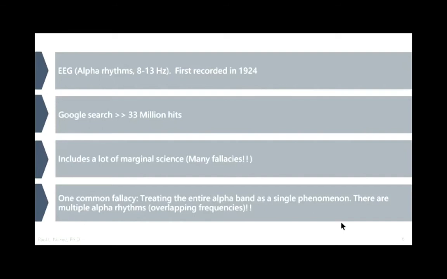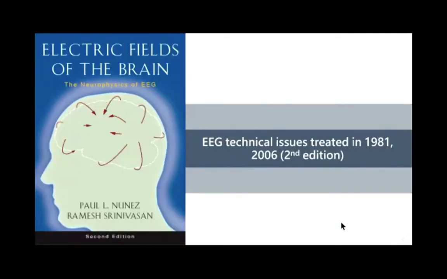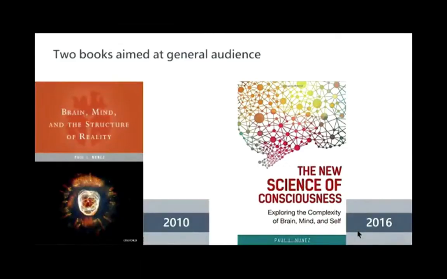These different phenomena are distinguished by different reactivity to mental tasks, different generation scales. In other words, some are generated locally and some are generated more globally. Technical issues supporting these ideas were first published in this book in 1981, and then again in 2006 with my co-author and collaborator Ramesh Srinivasan, now at UC Irvine. This book also contains a long chapter titled Fallacies in EEG. 2 books on consciousness aimed at a general audience, one in 2010 and one in 2016.